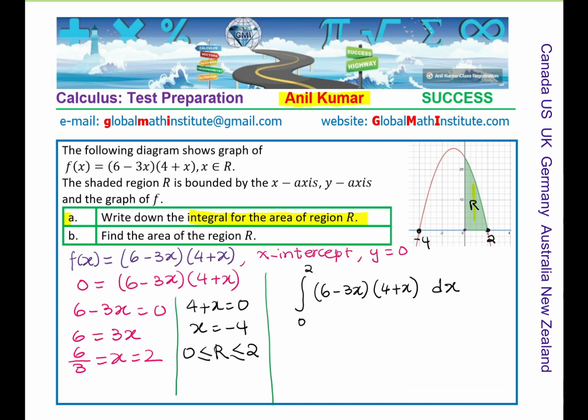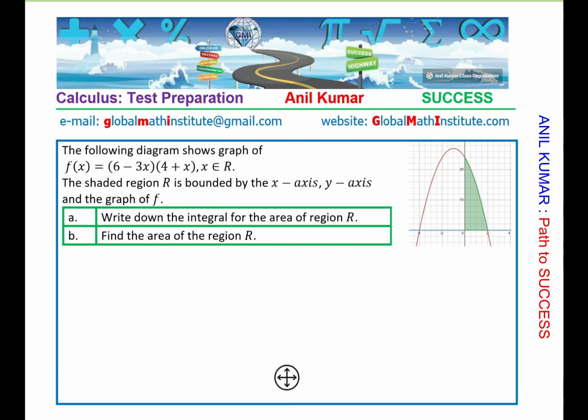Now in part B, we need to find the area itself. To find the area, it will be a good idea to expand and simplify this particular expression and then use the integral. So let's do it on a fresh page. I hope so far there are no issues. So we have found the integral for the area of the region R. The formula is given to you.